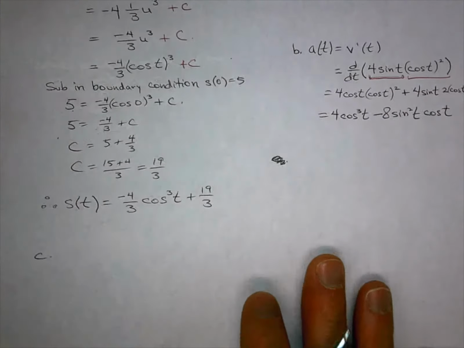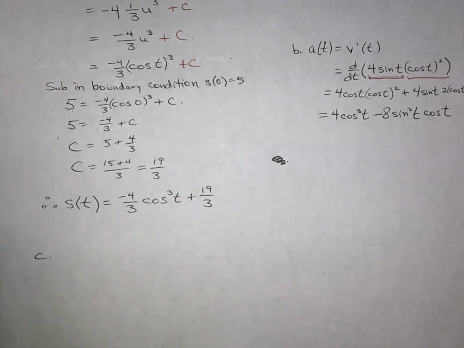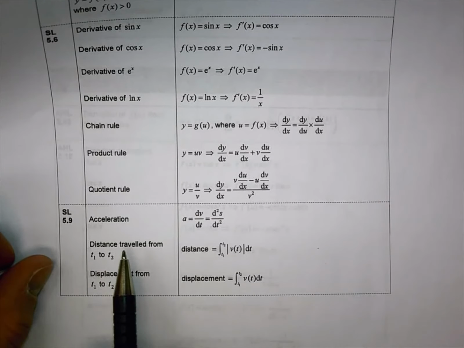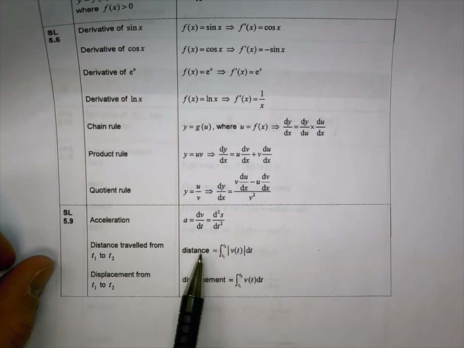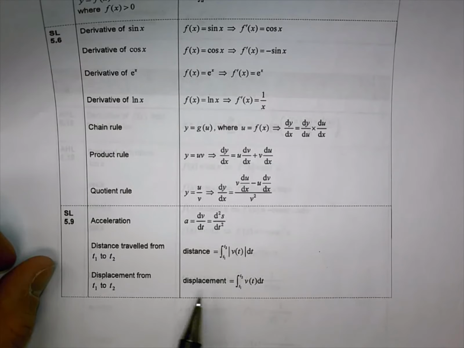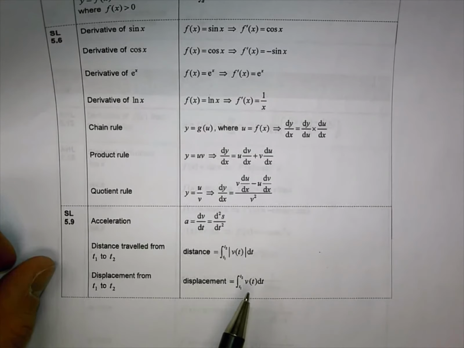We have two things to find out: the displacement, or change in displacement, and the distance traveled. Both of these formulas are in our formula sheet under the derivatives chapter. Remember, if you can remember way back, well, actually it wasn't that long ago, we looked at applications in calculus. Distance traveled is the integral of the absolute value of velocity. Displacement is the integral of velocity.